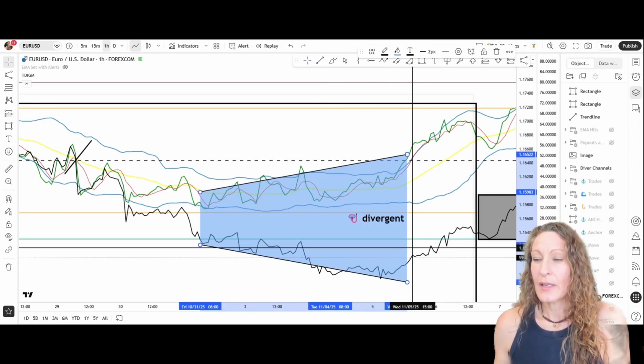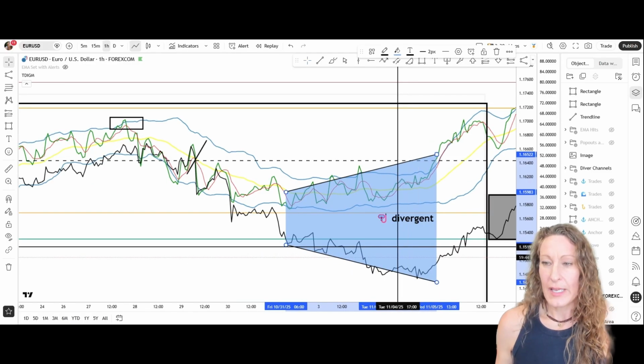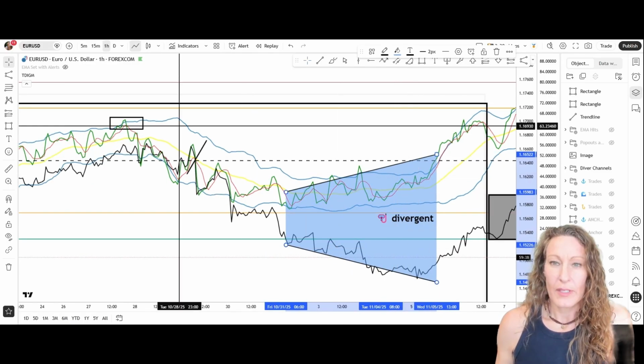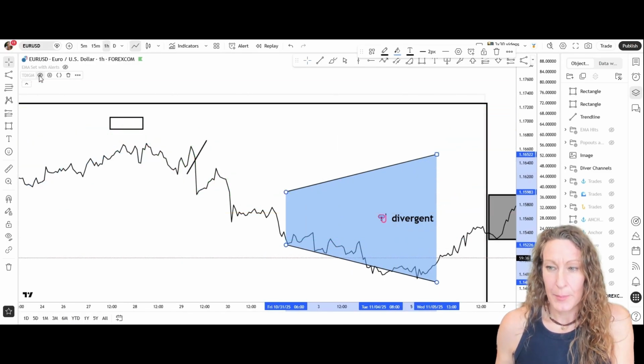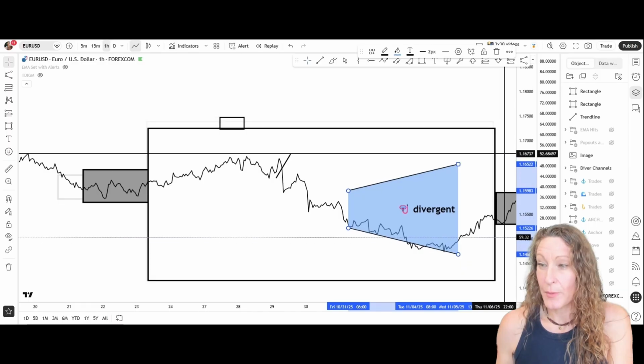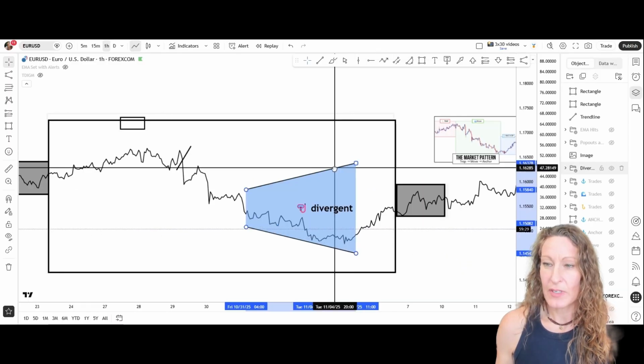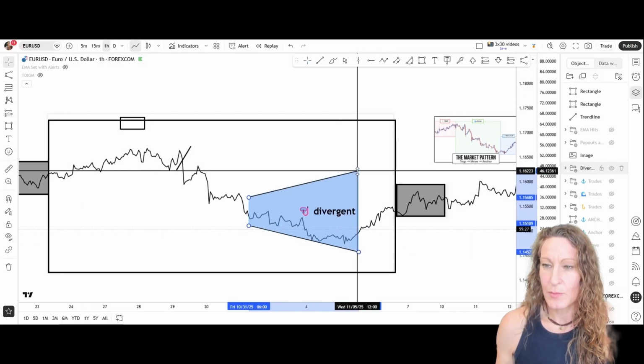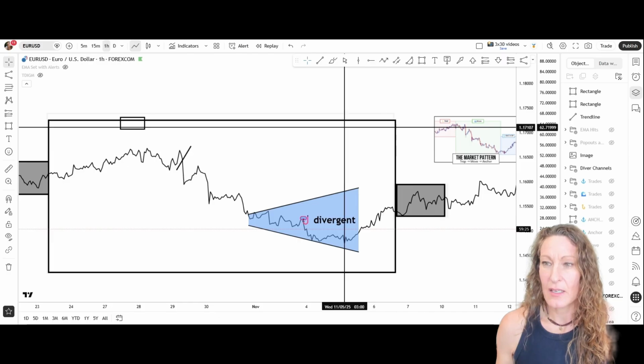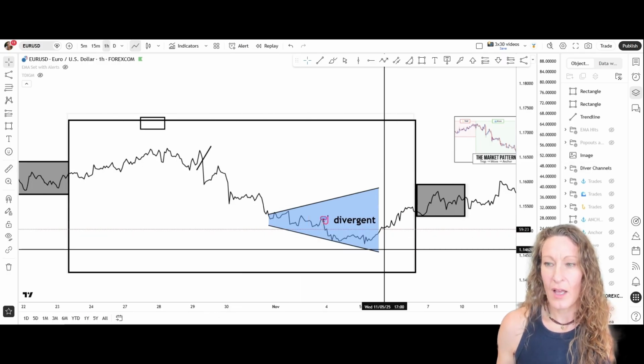Okay. All right. So now, why do we care about that? Let's for a second hide TDI. And let's look at just our chart now. So if price is moving down and TDI isn't, this is the end of the move.